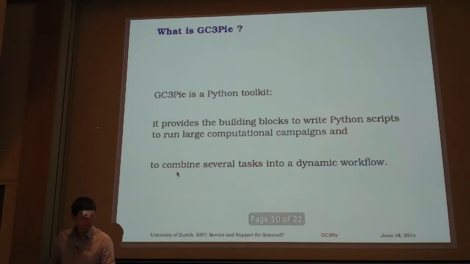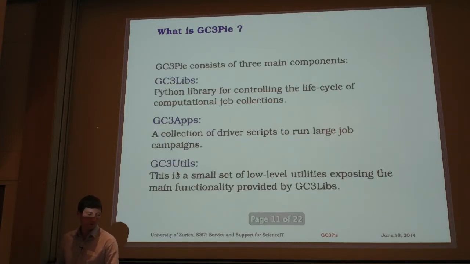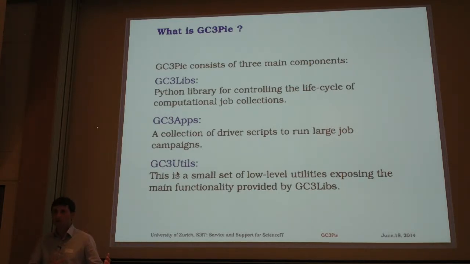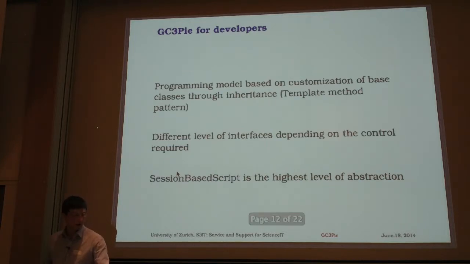So GC3Pie is a Python toolkit. It provides building blocks to write Python scripts. The focus is large computational campaigns, so a lot of applications that need to be somehow scheduled and organized in what we call pipelines. It's very similar to workflows. It consists of three main components: a core library that is the programming framework, apps, which are the end-to-end solutions that we write depending on the use cases, and some utilities that come with it.